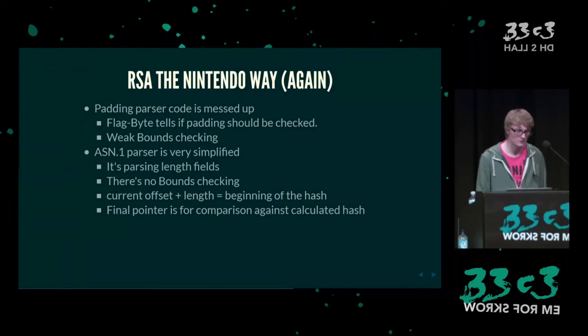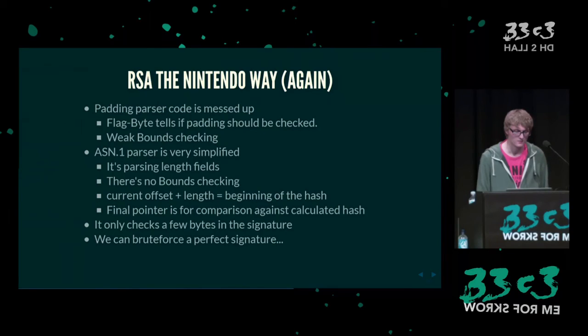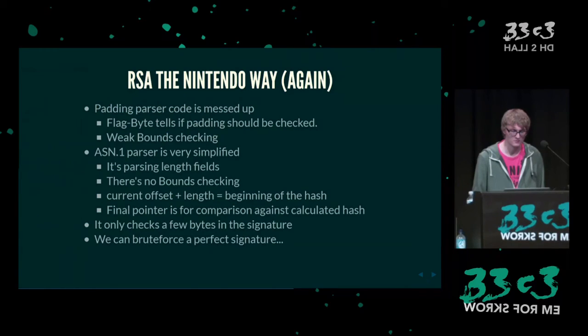So all in all, you can say it only checks a few bytes in the signature because the padding parser is messed up and also the ASN1 parser is really simplified. So what we can do is brute force a perfect signature where the final pointer, when it's done parsing the padding and the ASN1 data, matches the pointer of the calculated hash of the boot ROM.